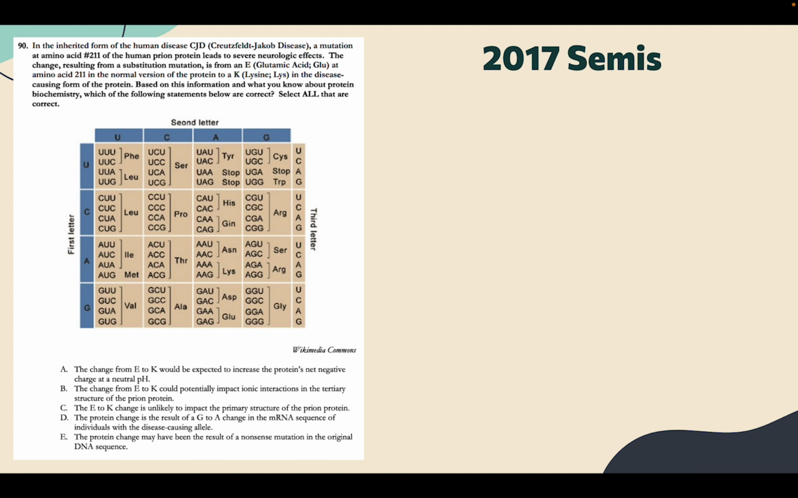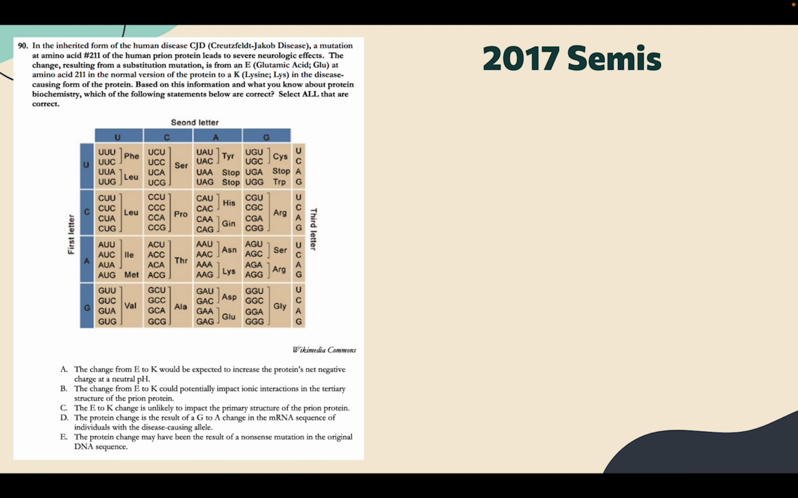Now to D, the protein change is a result of a G to A change in the mRNA sequence of individuals with the disease-causing allele. So if you go into your chart and look for glutamic acid and lysine, you do see that's the case. That's just a case of reading the chart. If you don't know how to, I believe there's a video up, one of the genetics videos, the Central Dogma one, I think, that tells you how to look at these. So yeah.